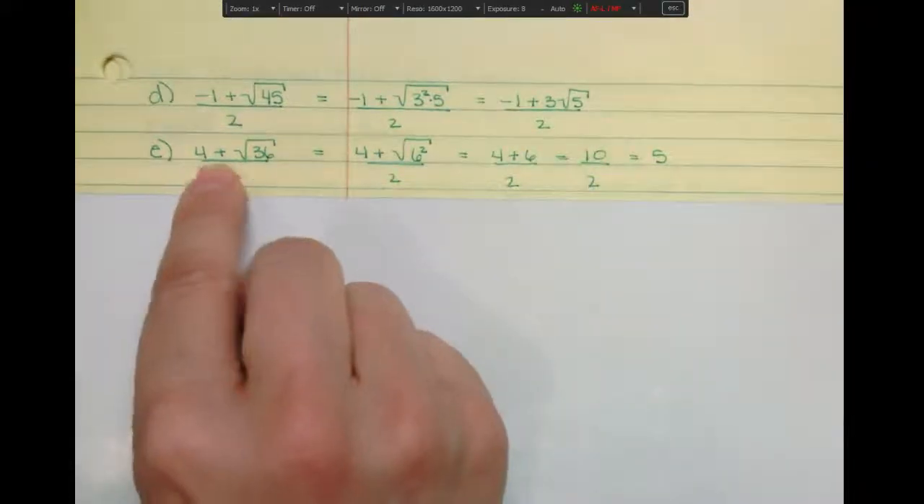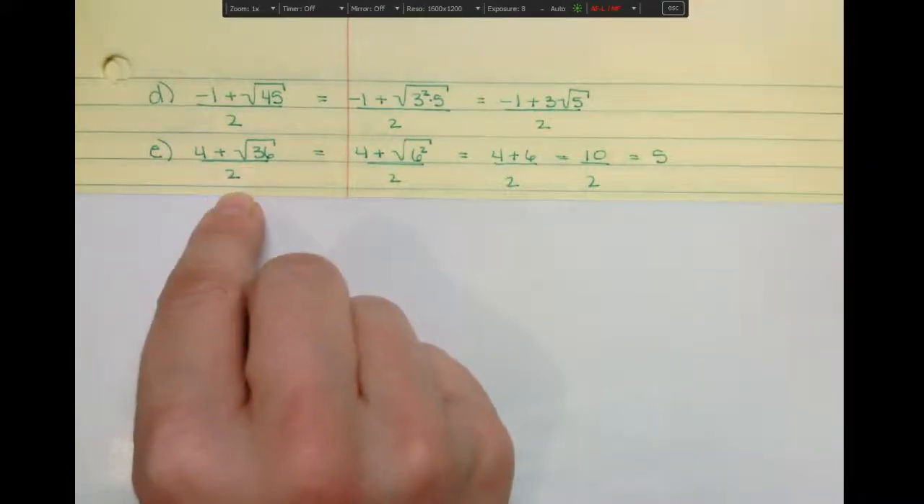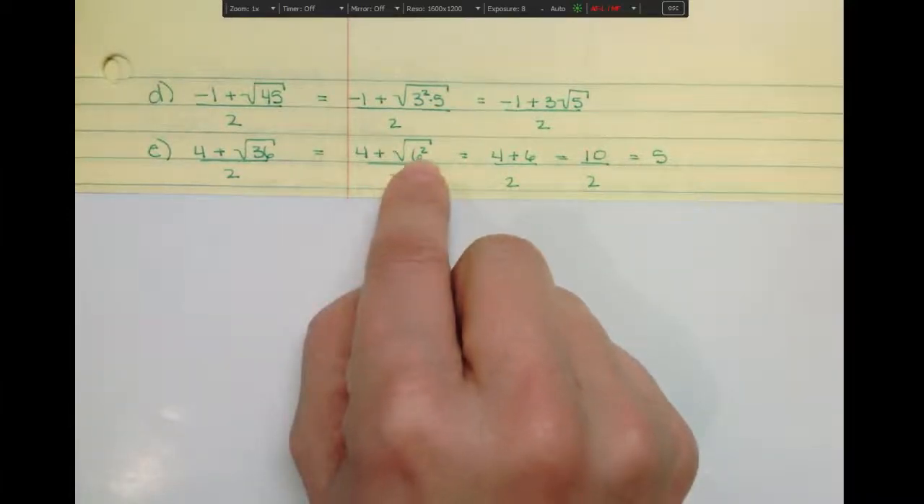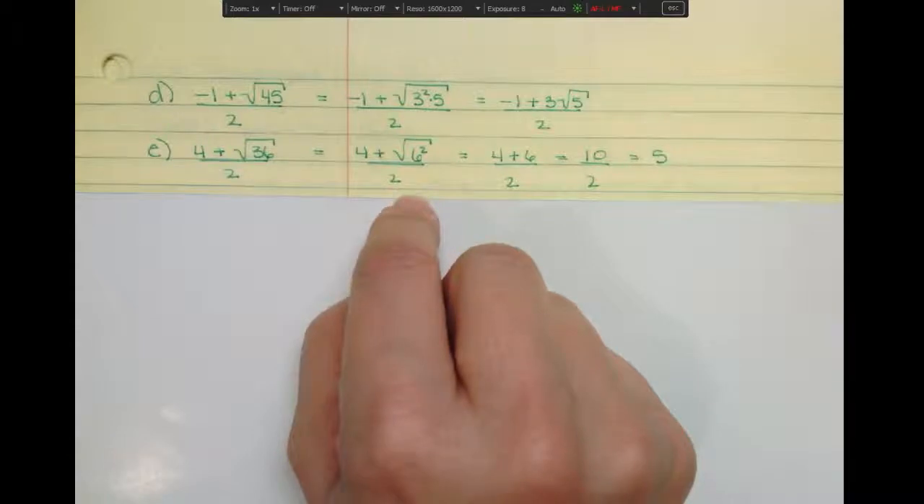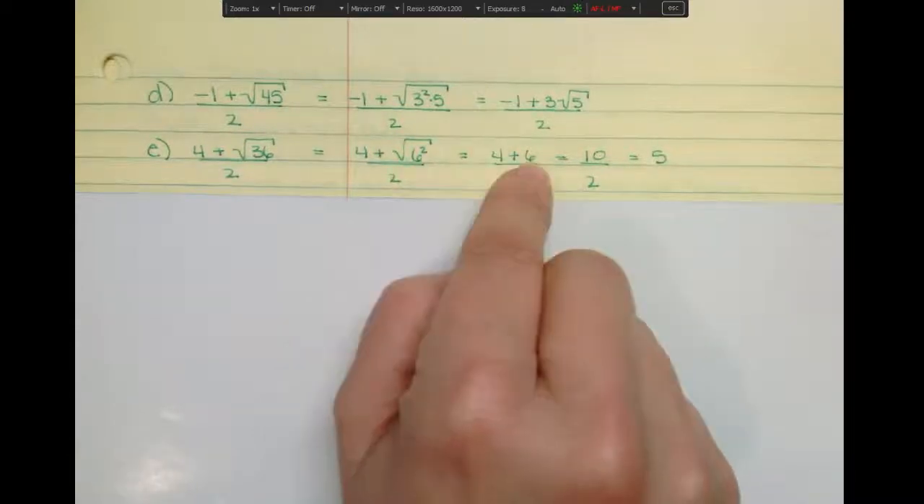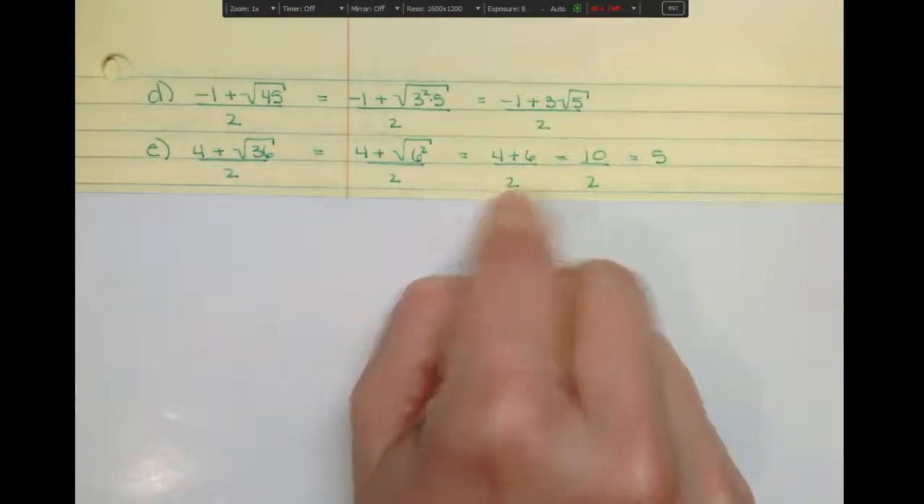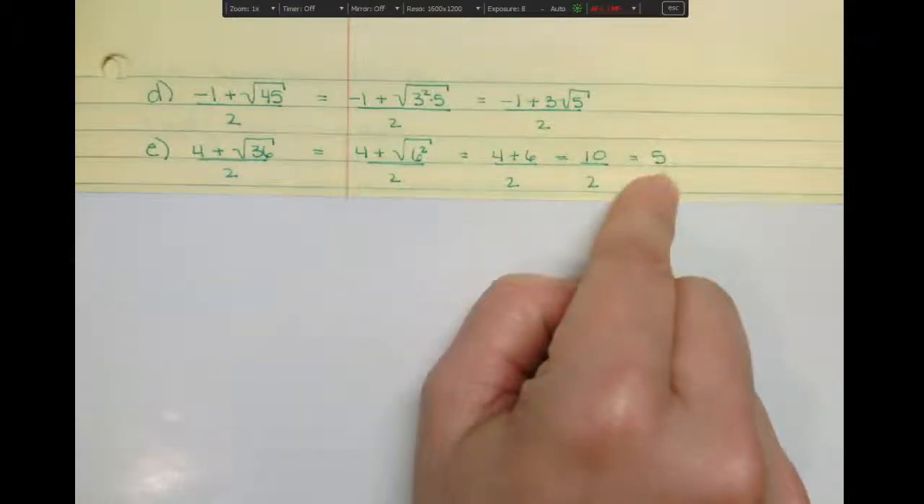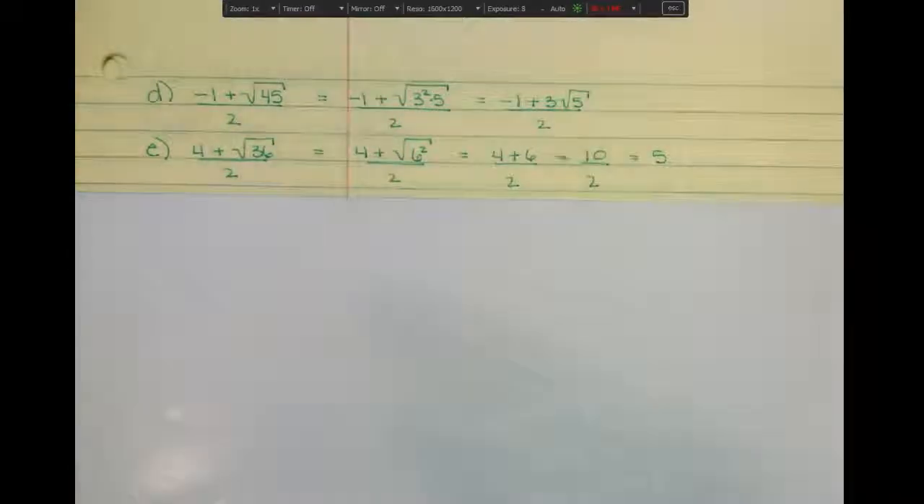Let's try 4 plus the square root of 36 all over 2. 4 plus the square root of 6 squared all over 2. But the square root of 6 squared is 6, so 4 plus 6 all over 2 is 10 over 2, which I can reduce to 5. So you do want to continue these problems until you can reduce or simplify no longer.